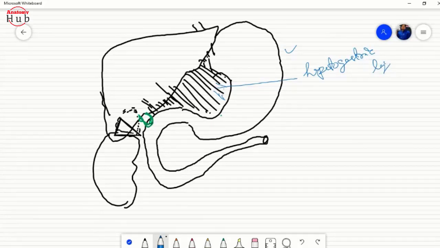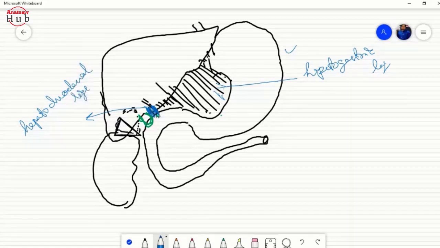Now here you will find this part of the folds of peritoneum that is connecting from the liver to the duodenum, okay, that's why this ligament or the folds of peritoneum will be known as your hepatoduodenal ligament, okay. So this is your hepatoduodenal ligament, this is your hepatogastric ligament, okay.